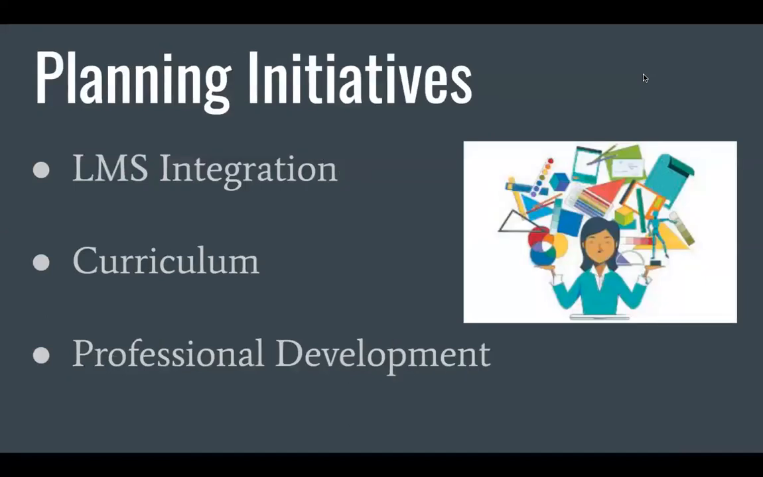Looking at planning the initiatives, there's a couple of things that are really important. The LMS, the learning management system, is really important because some software doesn't integrate well, and Desmos is not one of them. Desmos does a fantastic job integrating with Schoology, Canvas, and Google Classroom, a bunch of different easy ways for students to access it.